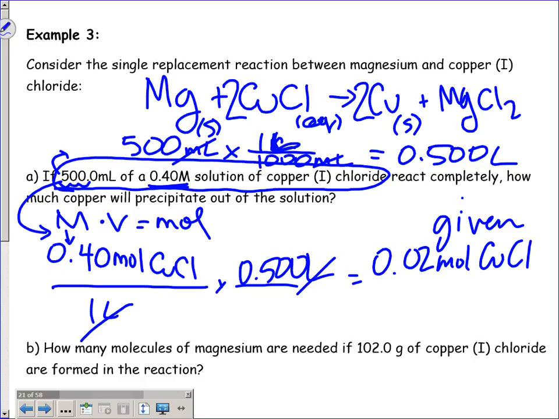If the copper 1 chloride is reacting completely, how much copper will precipitate? That's as grams, right? Grams of copper will precipitate from the reaction. Let's talk through this first. If I have to go to grams of copper, but I'm starting with moles of copper 1 chloride, I'm starting here. What do I have to do first?